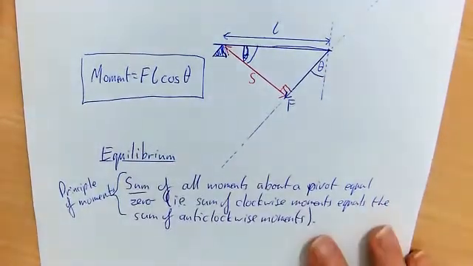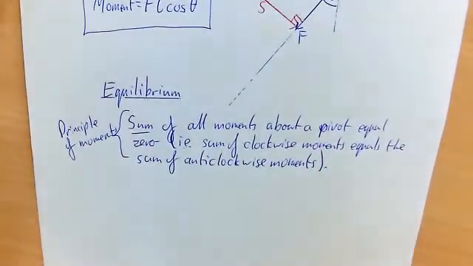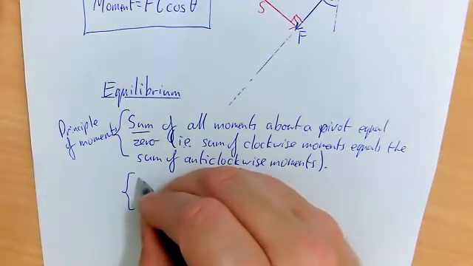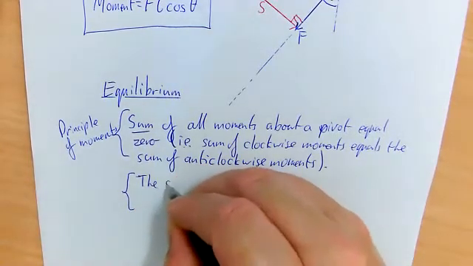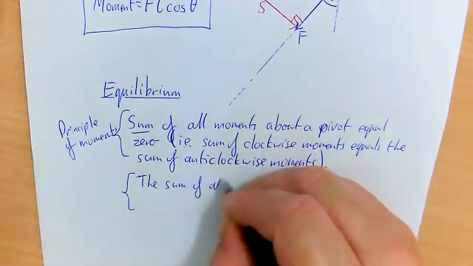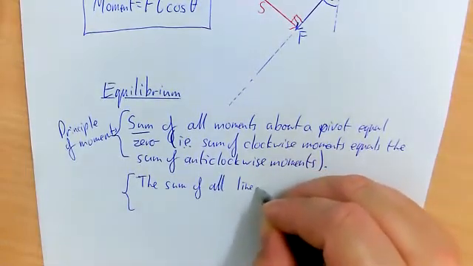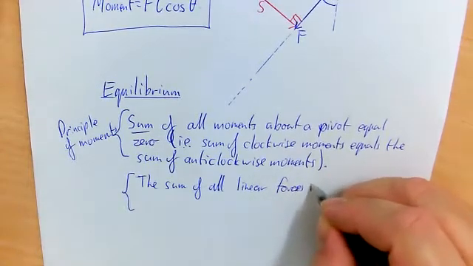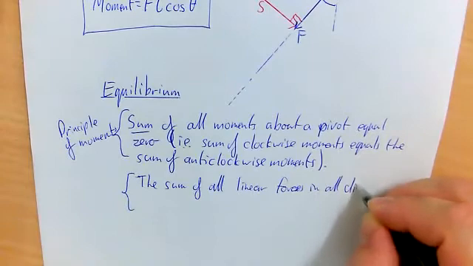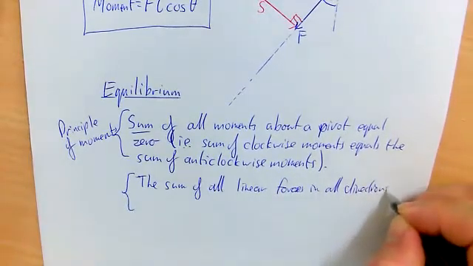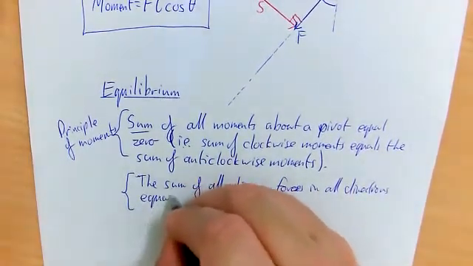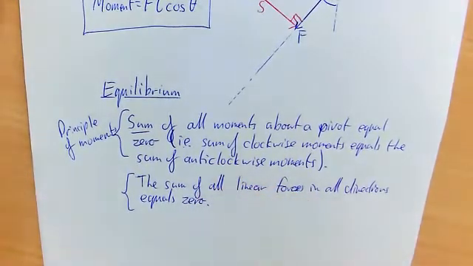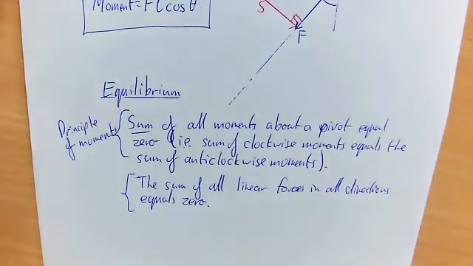Okay, that's the principle of moments. But the other condition for equilibrium is actually the sum of all linear forces in all directions equals 0. Okay, and that is sort of the second bit of it.